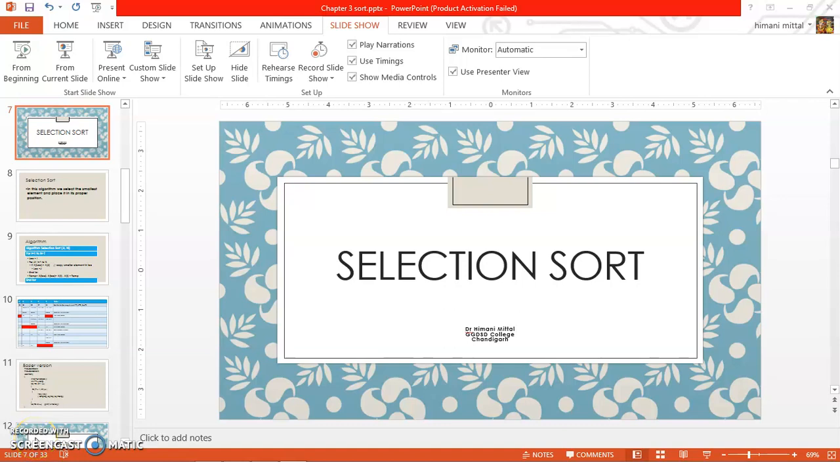In this video, we will be discussing the selection sort algorithm. Selection sort works by selecting the smallest element in the list and placing it in its proper position. So, let us look at the selection sort algorithm.